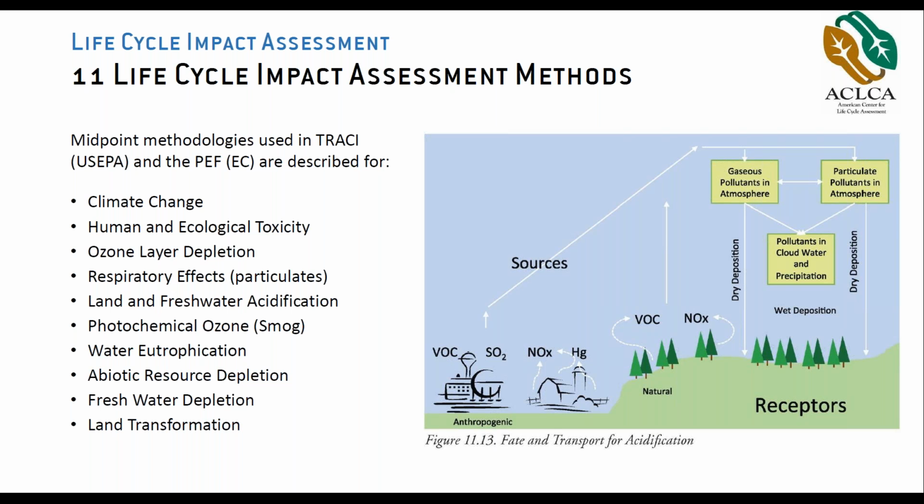Here, in this chapter that was written by Tom Gloria, we have a detailed description of how these common impact categories are modeled in TRACI, which is from the US EPA, and from the Product Environmental Footprint from the European Commission. And these methods are described in detail, including the fate and transport models, etc. So covering these fairly typical categories that can be in life cycle assessments.